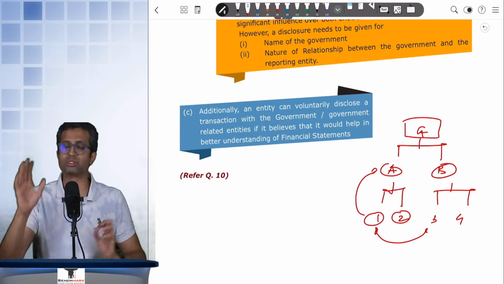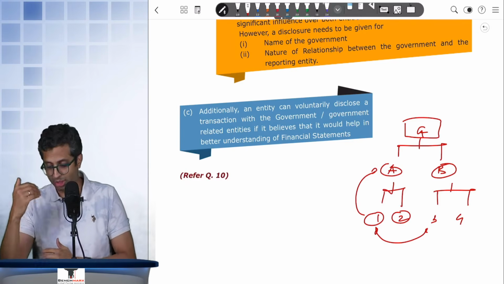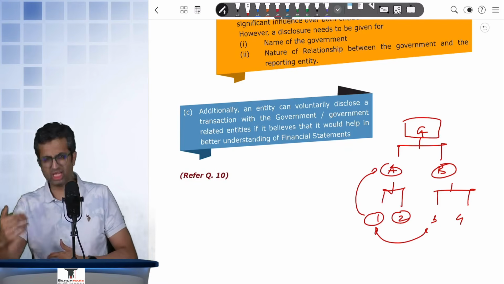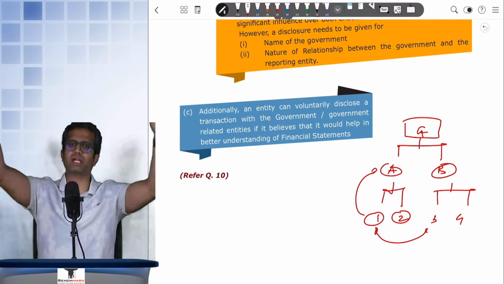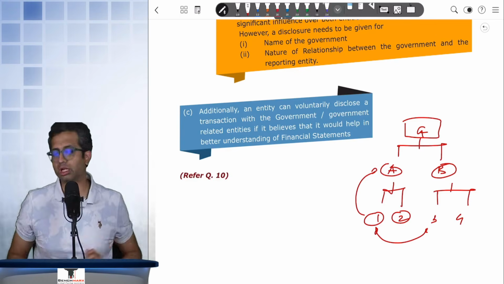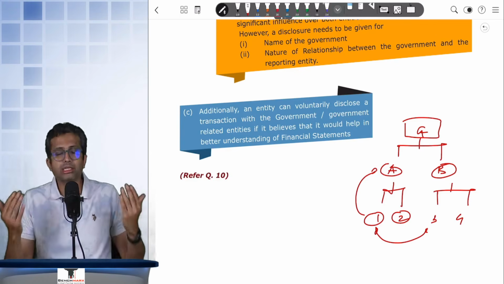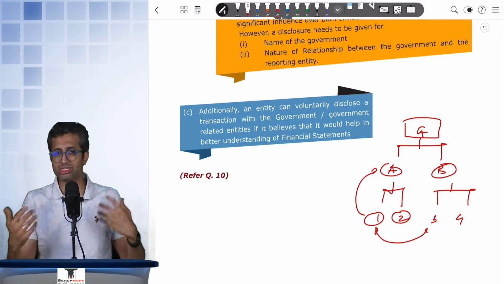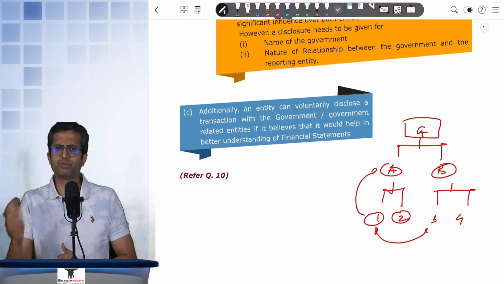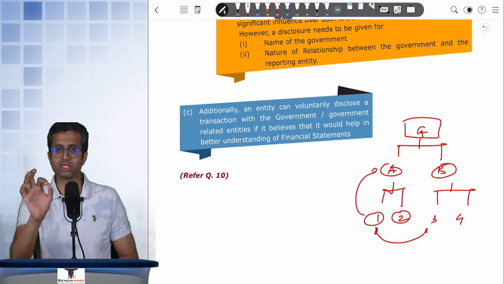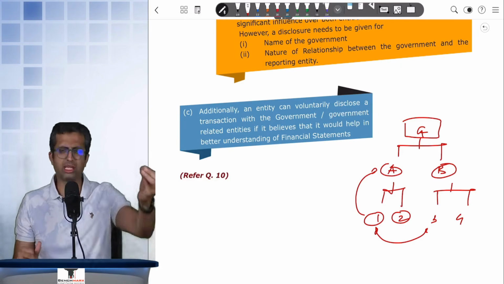or significantly influenced by the government, and hence the transactions between A and 1, A and 2, A and B, A and 3, A and 4, or even A and the government are exempted from the related party disclosure because they are all related to each other, because they are controlled, jointly controlled or significantly influenced by the government. However, if you want to voluntarily disclose a particular transaction, you have not been prohibited. This is an exemption which is available.